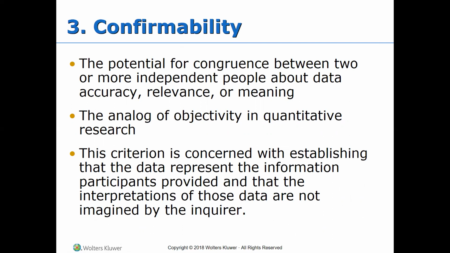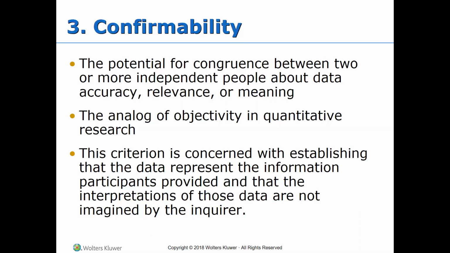The third area is confirmability. And that's the potential for congruence between 2 or more independent people about data accuracy, its relevance, or its meaning. So this is similar to objectivity. It's concerned with establishing that the data represent the information participants provided and that the interpretations of those data are not imagined by the inquirer. In this case of this study, what we saw is that there were guides developed and that multiple people were involved both in collecting the data and in analyzing it.